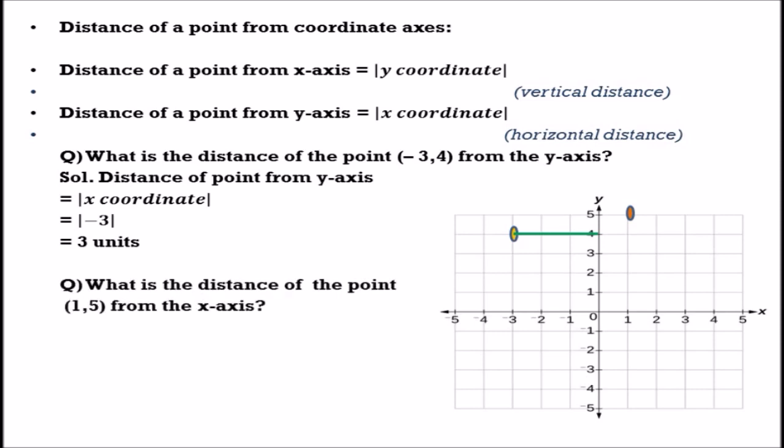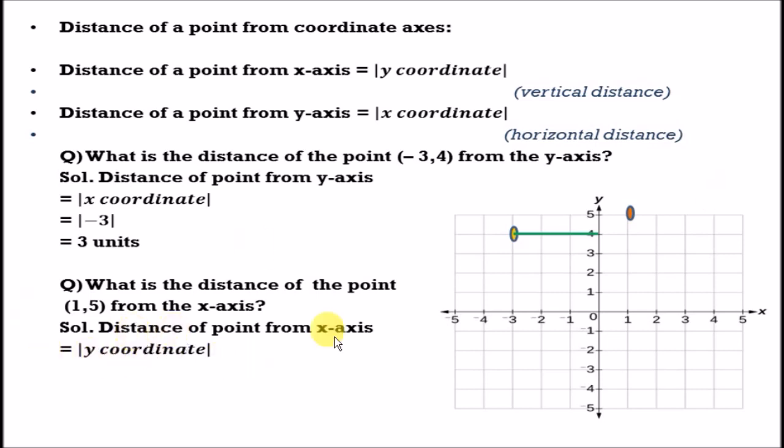Next question now. The question is, what is the distance of the point 1, 5 from the x-axis? The location of the point on the Cartesian plane is this. The value of x-coordinate is 1 and the value of y-coordinate is 5. Since we want the distance of this point from the x-axis, the horizontal axis, the distance of the point will be the vertical distance from the horizontal axis.